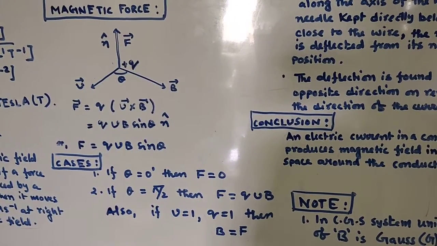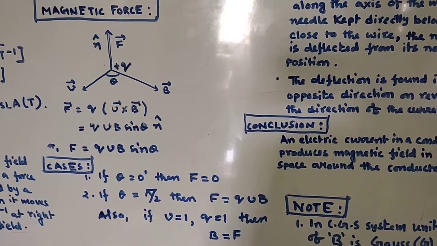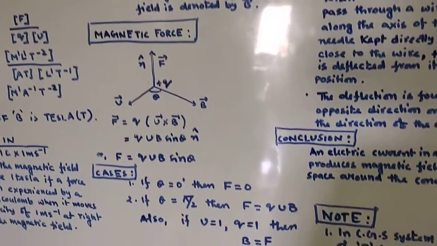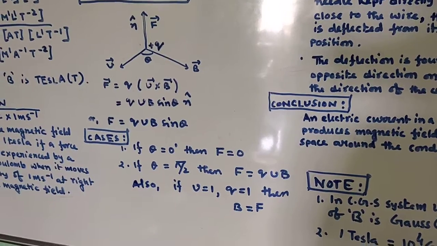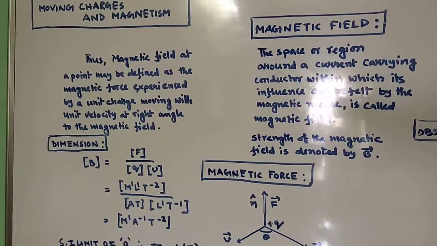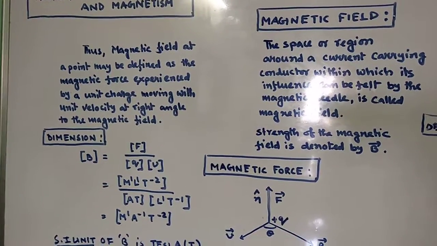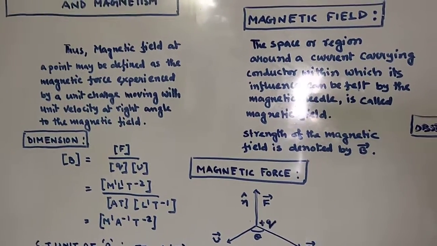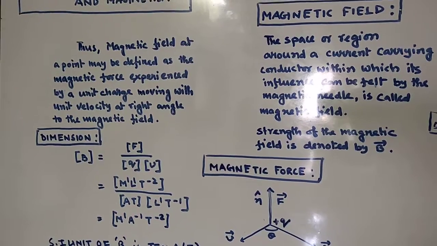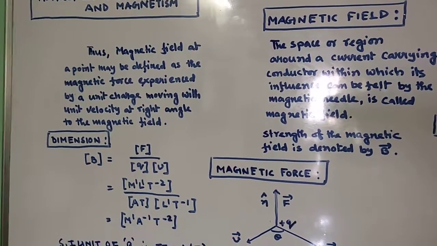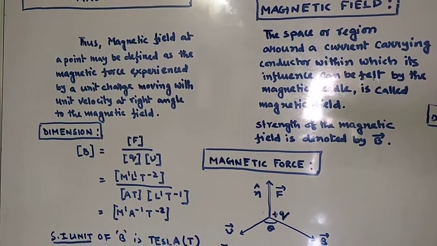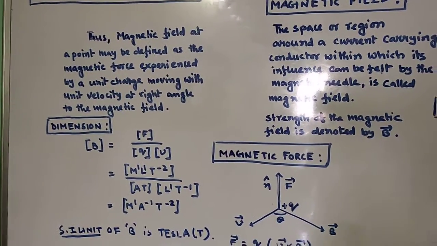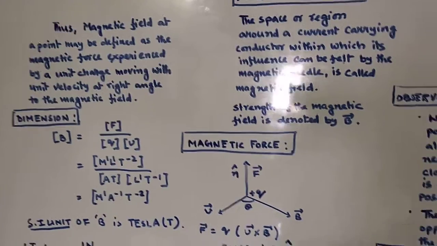Now if V equal to 1, Q equal to 1, then B equal to F. So B is your what? Strength of the magnetic field. So you can define the strength of the magnetic field from this expression. So the statement part: the magnetic field at a point may be defined. When we write magnetic field at a point, we are supposed to define the strength of the magnetic field. Magnetic field at a point may be defined as the magnetic force experienced by a unit charge moving with unit velocity at right angle to the magnetic field.